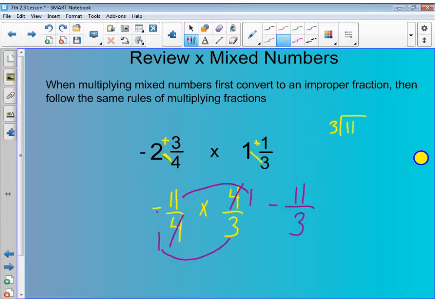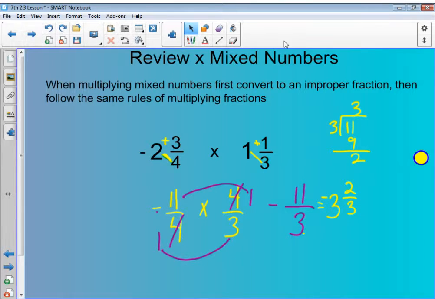Okay, and if you're not comfortable with that, it's something you might have to go through and actually write it out. So let's see. 3 would go into 11 3 times, which is going to put me at 9. I have 2 left over for my remainder. So it would be 2 over what I originally had on the bottom, which is a 3. And I can't forget to put my negative sign in there. So your final answer is either a negative 11 thirds, or as a mixed number, that would be negative 3 2/3. Okay, so let's try another one.